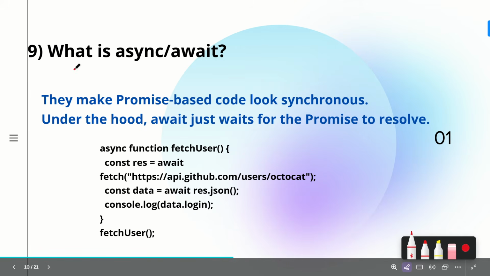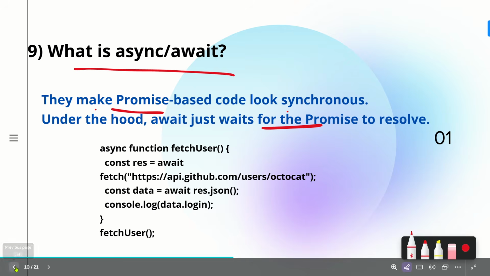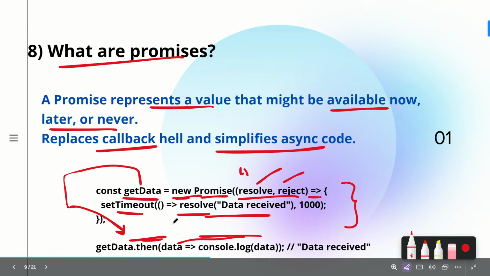Next question is, what is async await? So async await, they make the promise based code look more synchronous, and under the hood await just waits for the promise to resolve. So if you have seen in the previous section how we used to handle our promise, if it was resolved we used to write dot then we had dot catch and then dot finally.